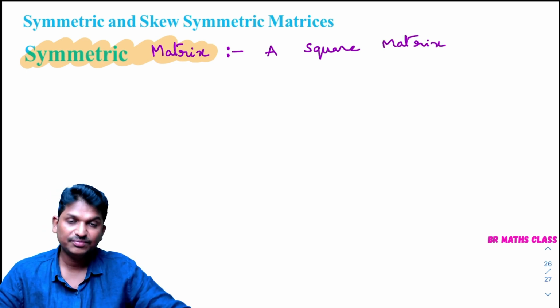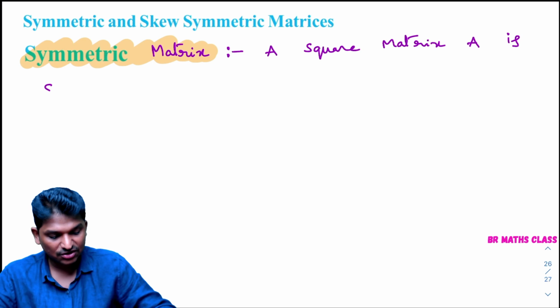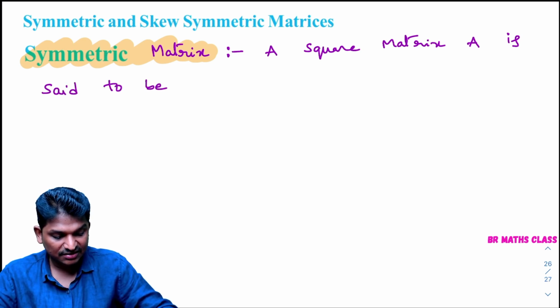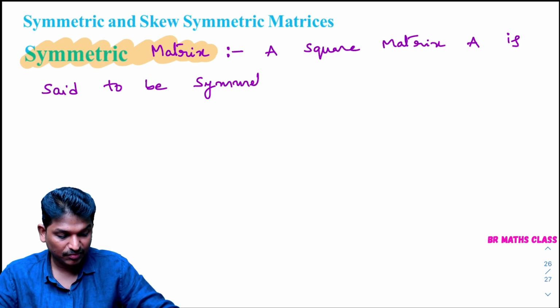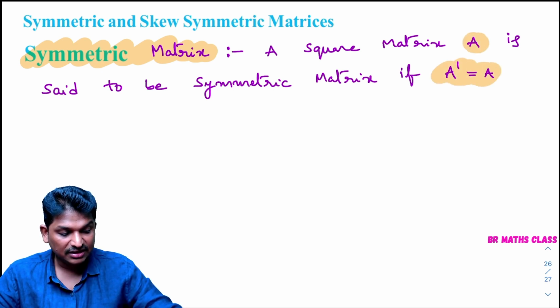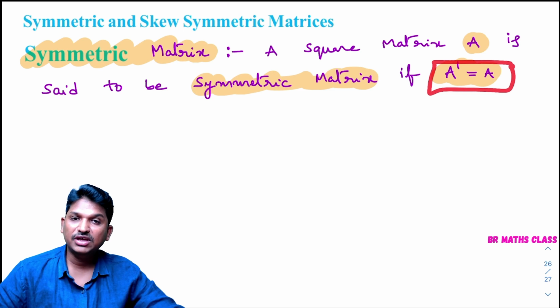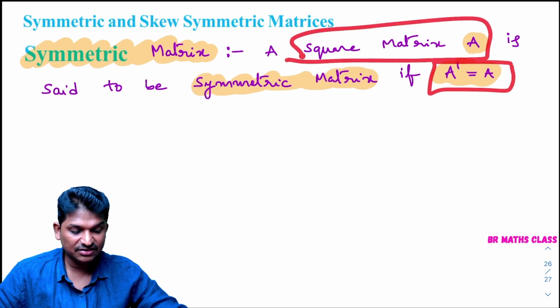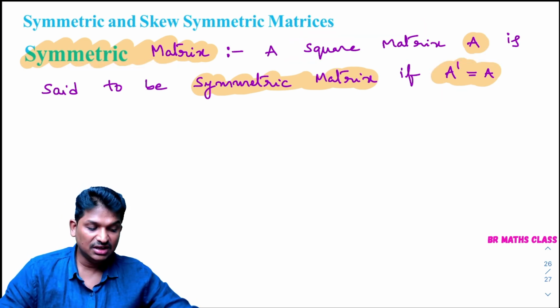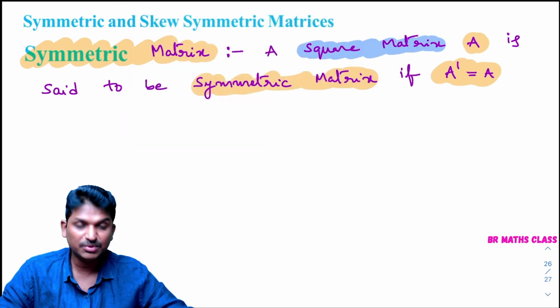A square matrix A is said to be symmetric if A transpose equal to A. If A transpose equal to A, then the square matrix A is called symmetric matrix. In this definition, it is a square matrix. It is important that you need to know that symmetric matrix is a square matrix.